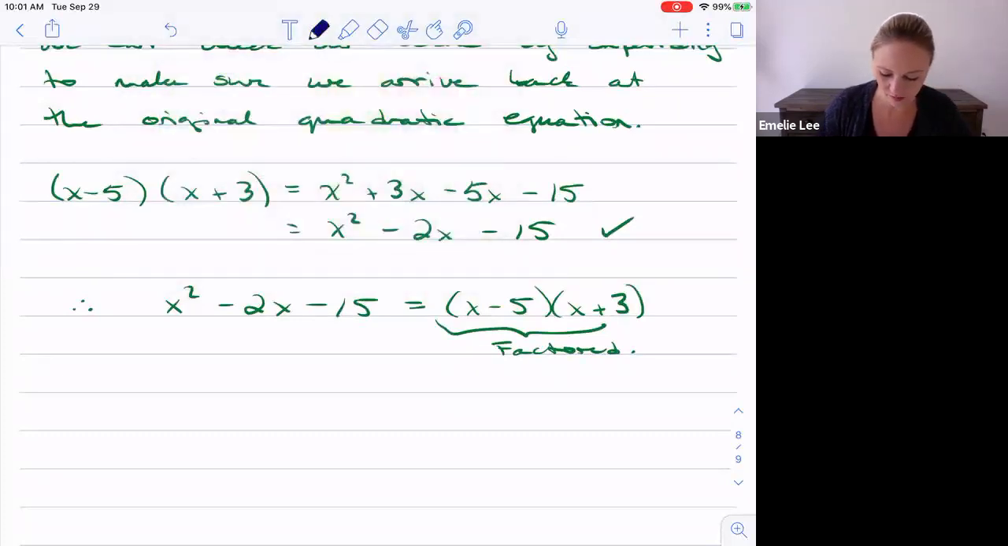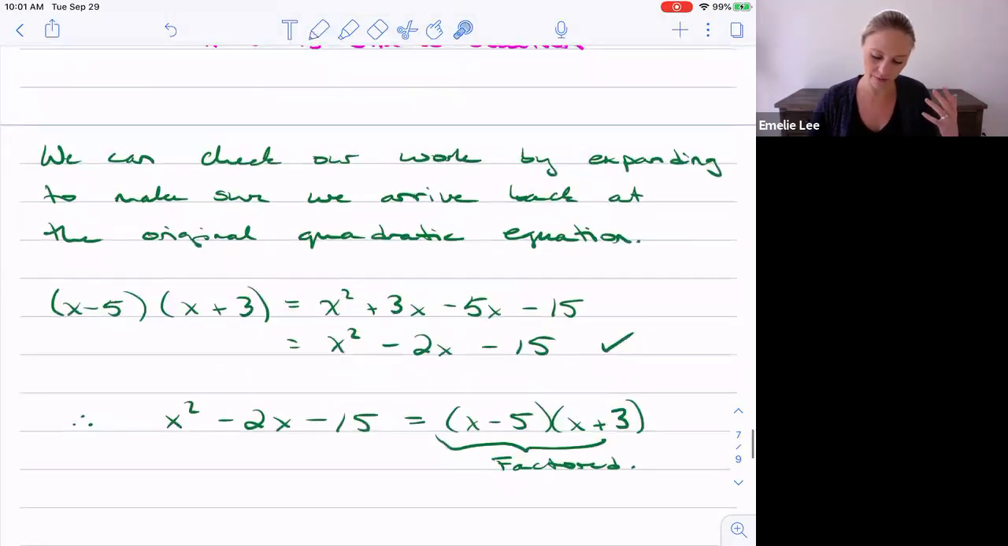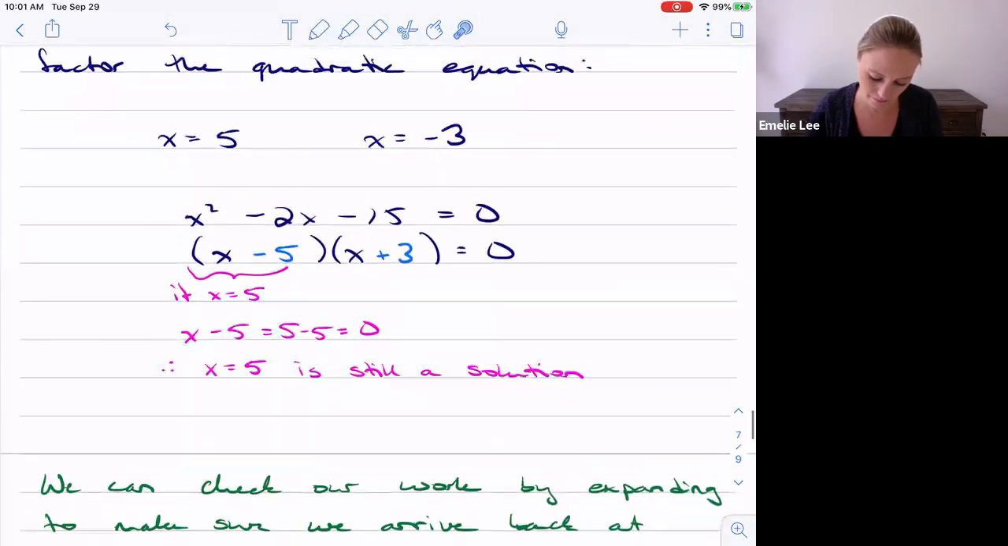Of course, I don't expect you to show me that you're checking your work, but I do expect you to do this little bit where I'm showing you how to check your work, maybe on the side. It's not something that I need you to submit.